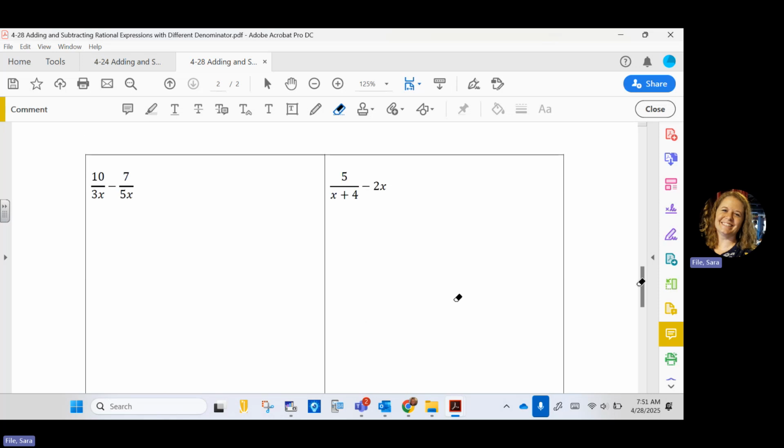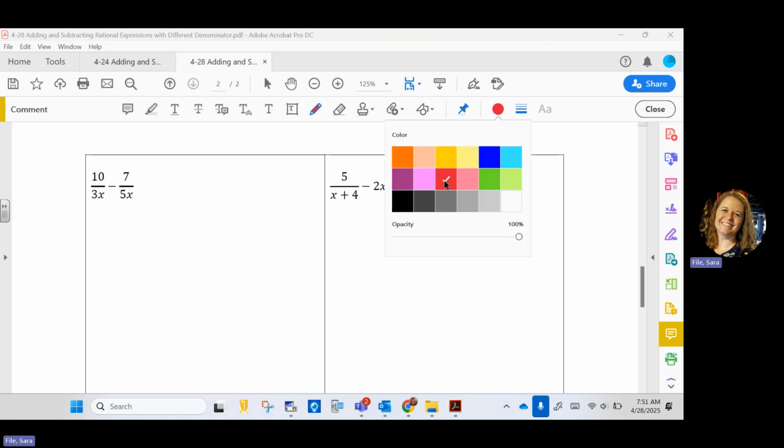Let's take a look at this first one. Here, my denominator is 3x, and here it is 5x. So they both have an x. They have the same variable to the same degree, so that's good. It's just the coefficients that I need to get to match.